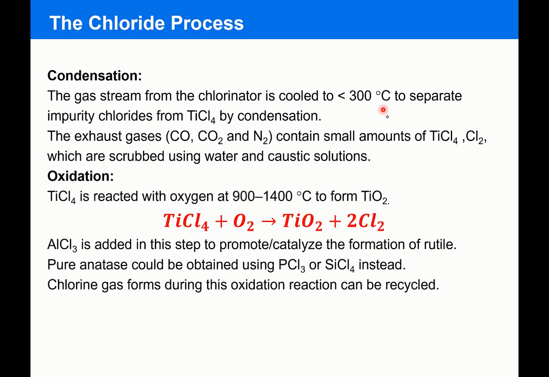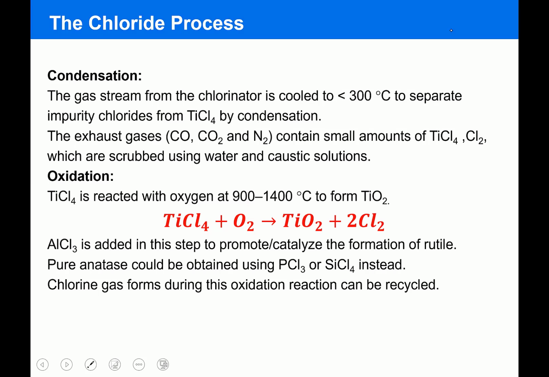After the chlorination step, a condensation step takes place in which the gas stream from the chlorinator is cooled below 300 degrees to separate impurity chlorides from titanium chlorides by condensation, and the exhaust gases, which will contain carbon monoxide, carbon dioxide, and nitrogen, will be scrubbed using water and caustic solutions. Finally, the titanium chloride will be reacted with oxygen at between 900 and 1400 degrees Celsius to form titanium oxide solids that will deposit in this case.